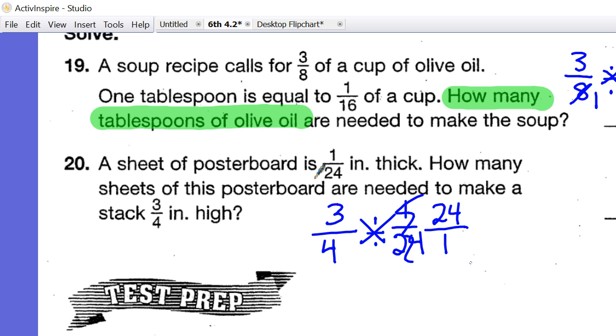24 over 1. Check for simplification. 4 and 24 share a factor of 4. 4 goes into itself once. 4 goes into 24 6 times. 6 times 3 is 18. Over 1 is 18. Reread the question. It says how many sheets of poster board? The answer is 18 sheets of poster board.